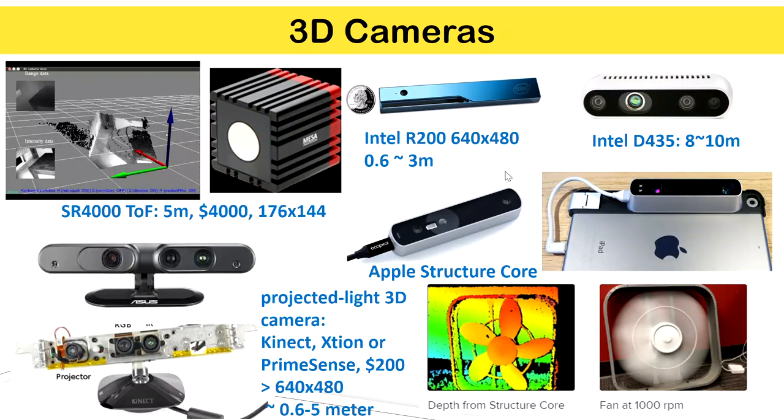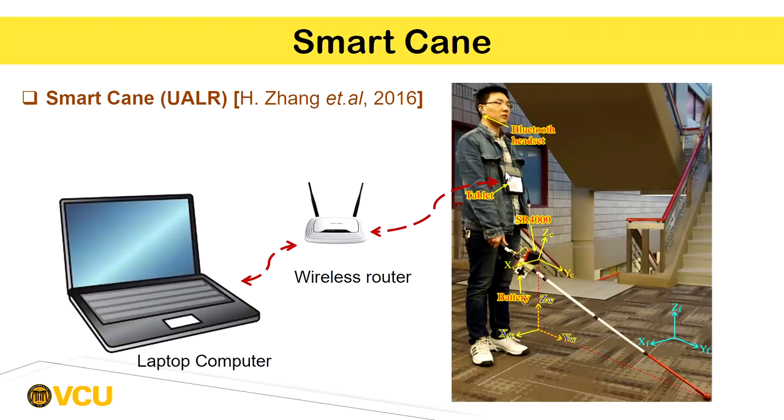So nowadays we have all these fancy, cool 3D cameras. But the following question is, what can we use these sensors for to improve the electronic travel aids, to improve the device in order to help blind people with their travel tasks? Next, I will introduce some projects related to these cameras.